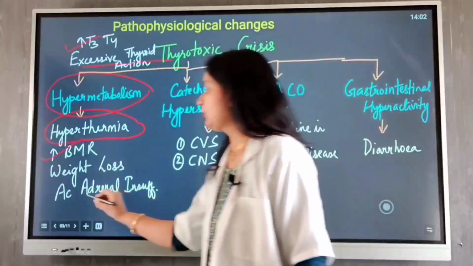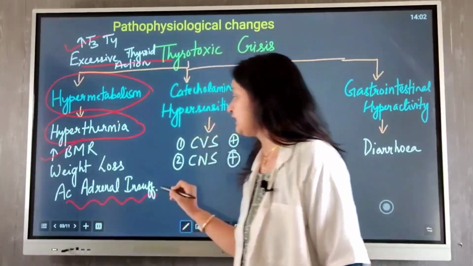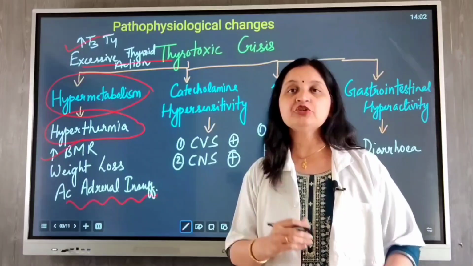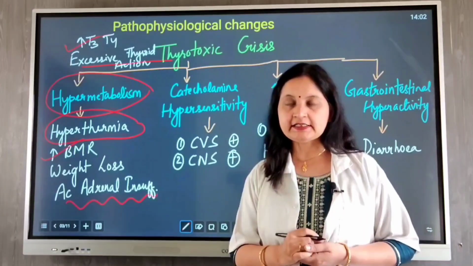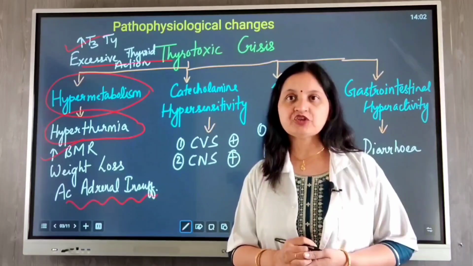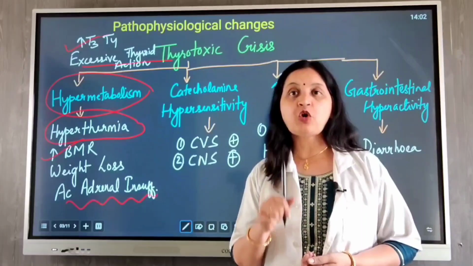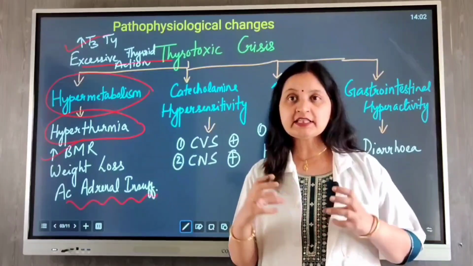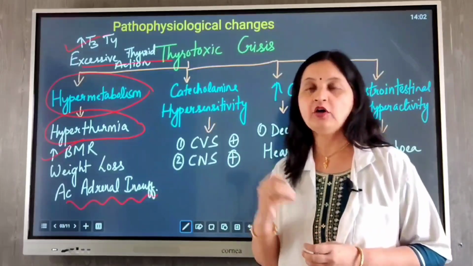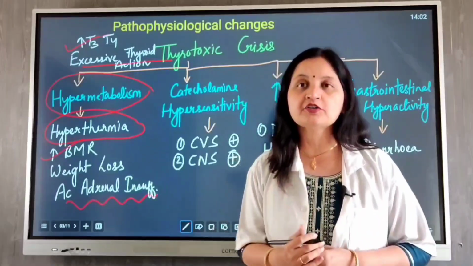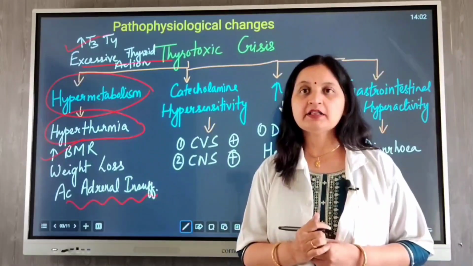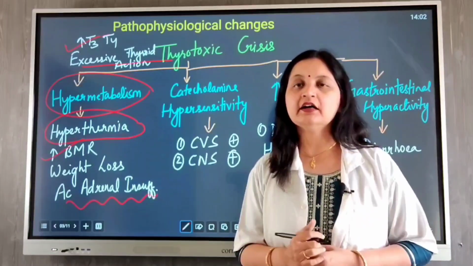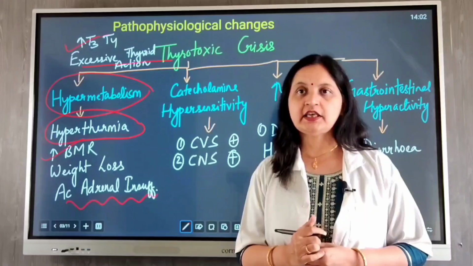Also, there is risk of acute adrenal insufficiency. This occurs because of increased metabolism of cortisol, leading to increased cortisol clearance and relative adrenal insufficiency. Also, there is increased cortisol demand because of the stressful response. There is increased action of the thyroid hormones on the adrenal glands to produce cortisol to meet the metabolic demands, and therefore this can precipitate acute adrenal insufficiency.